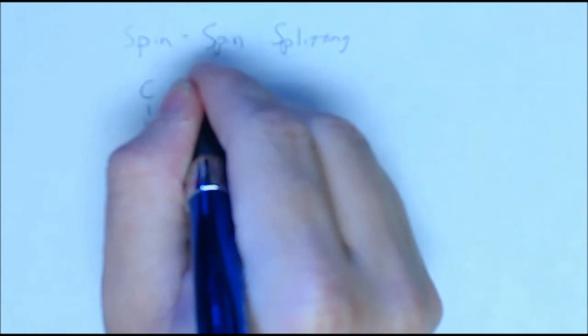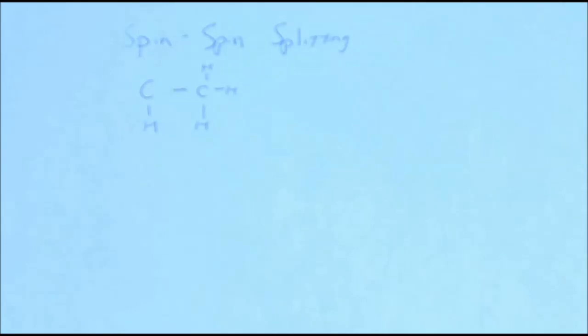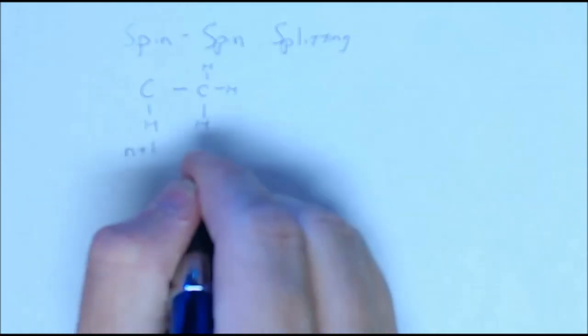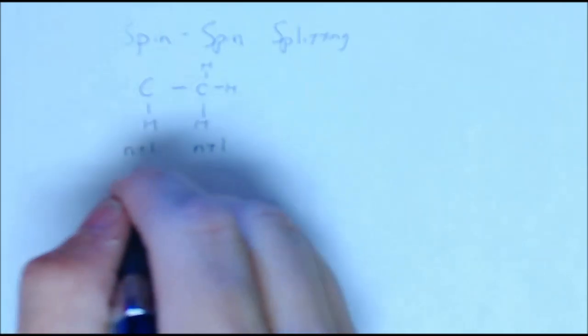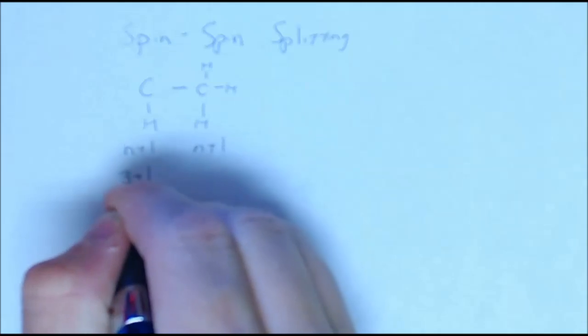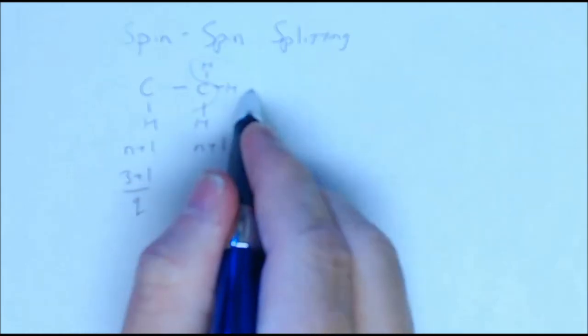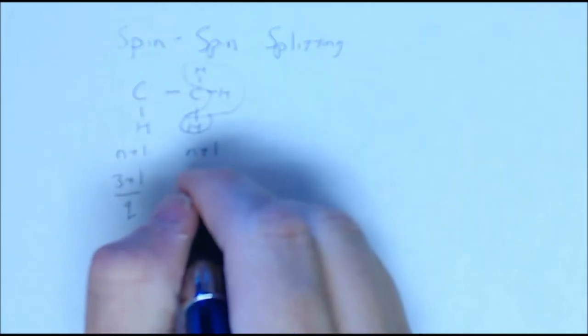As we talked about in class, if I have a carbon with a hydrogen right here, and it's next to a carbon that has 3 hydrogens nearby, we know that this particular one is going to be split by its 3 neighbors using the n+1 rule. The number of neighbors this hydrogen has is 3, so we have 3 plus 1, and this is going to be a quartet.